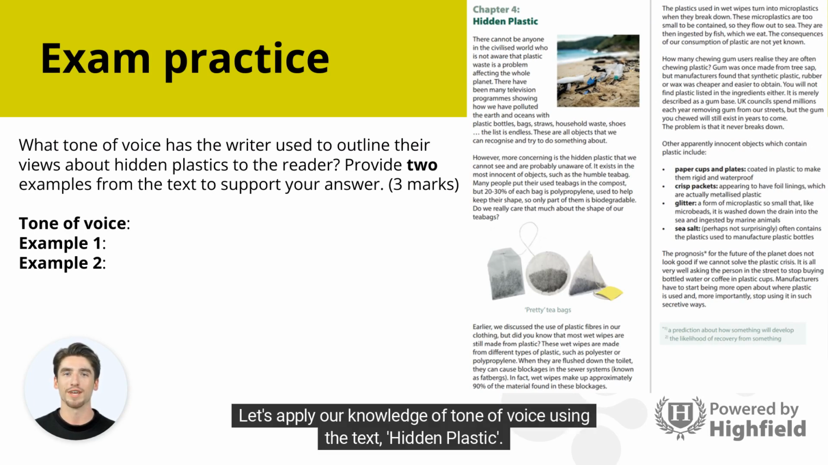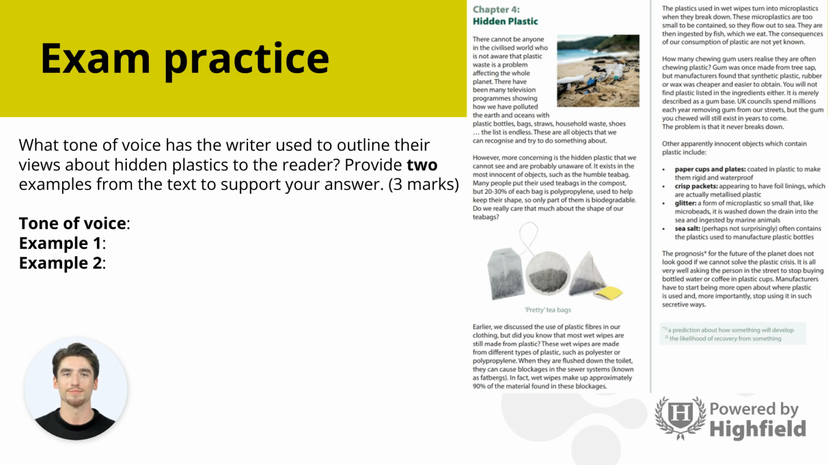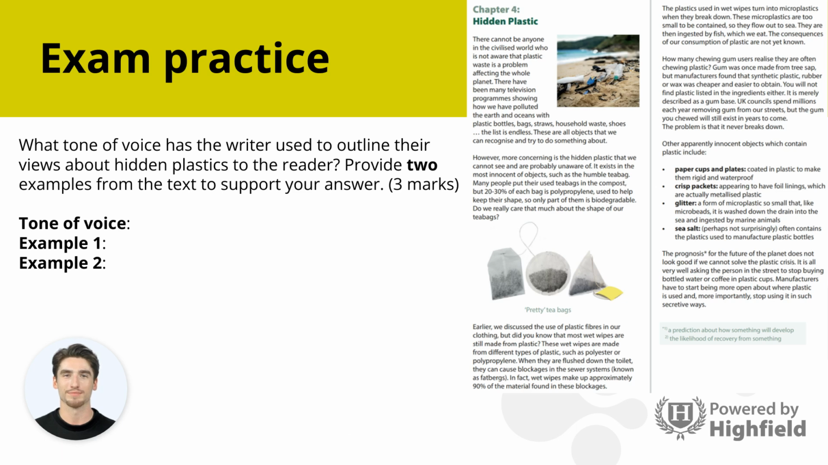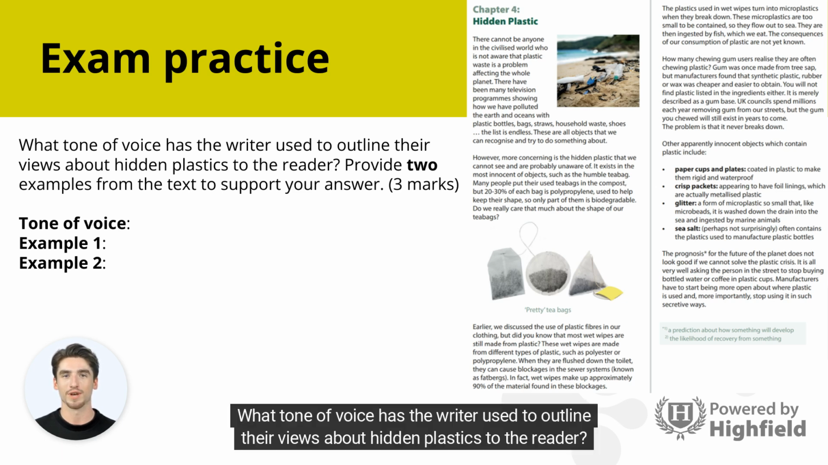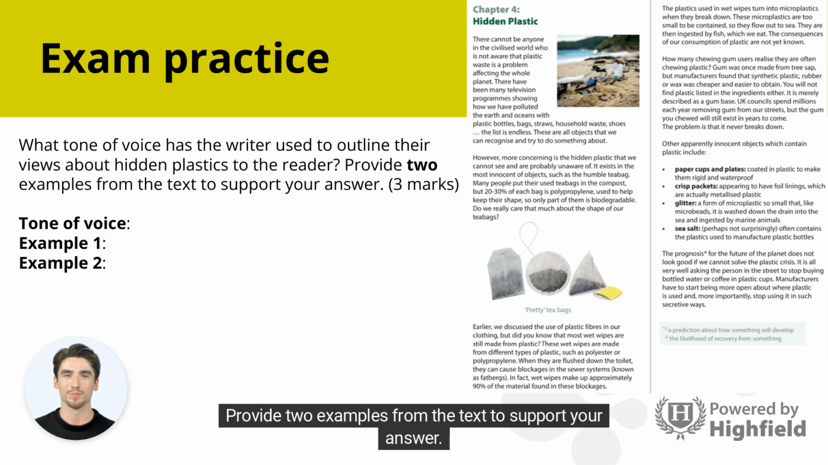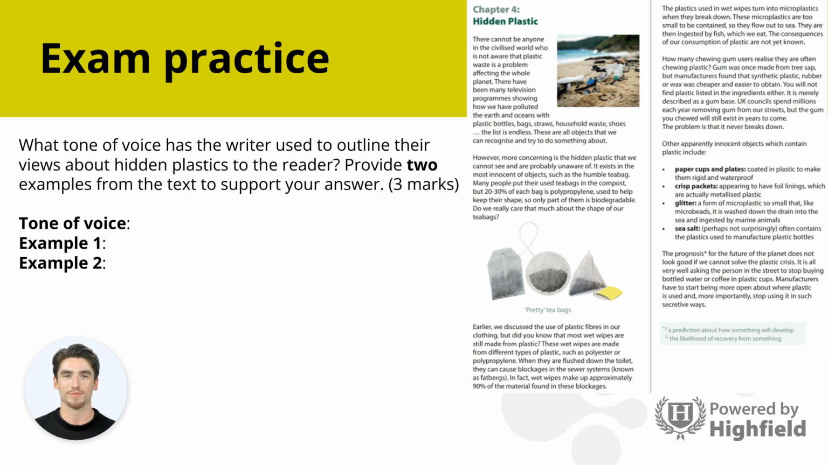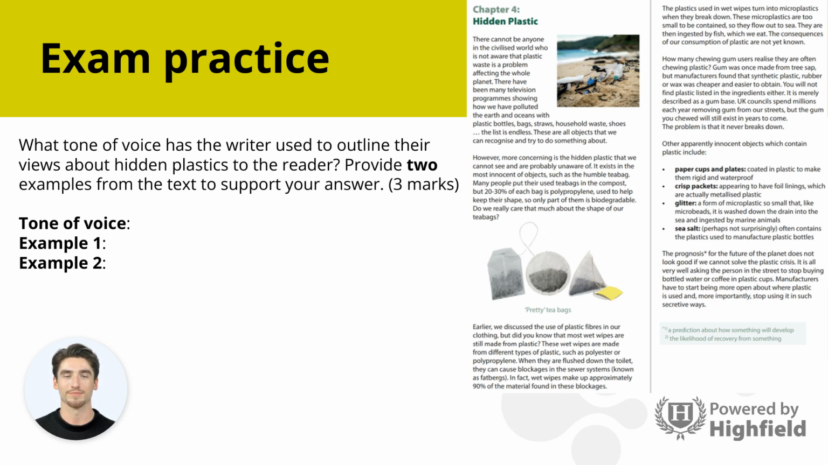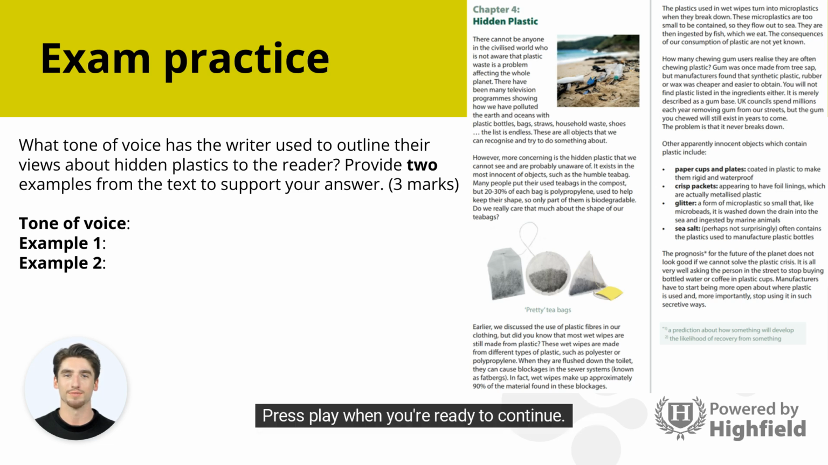Let's apply our knowledge of tone of voice using the text, Hidden Plastic. Remember that tone of voice is trying to convey an emotion or how the writer feels about the topic. Look at the text. What tone of voice has the writer used to outline their views about hidden plastics to the reader? Provide 2 examples from the text to support your answer. Here we can see that the question has 3 marks available. One mark is for correctly identifying the tone of voice, and the other marks are available for providing correct examples directly from the text. Read the text and attempt to answer the question. Press play when you're ready to continue.